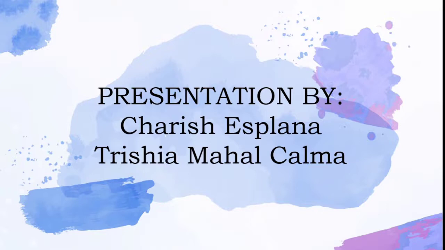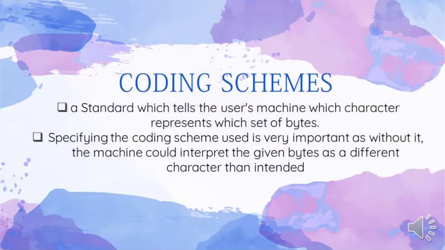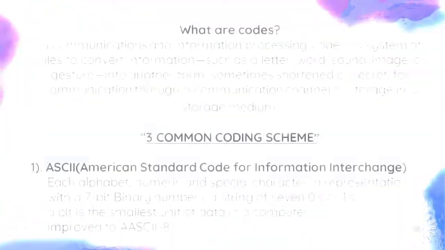Today we are going to tackle coding schemes. A coding scheme is a standard which tells the user's machine which character represents which set of bytes. And specifying the coding scheme used is very important, as without it, the machine could interpret the given bytes as different characters than intended.